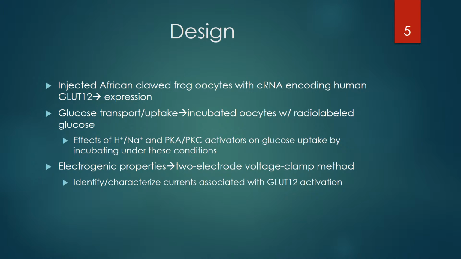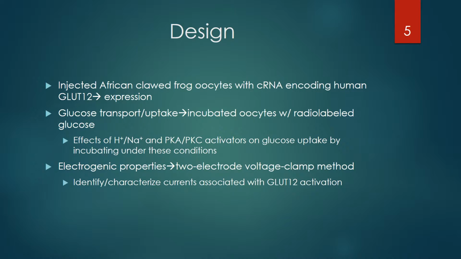So what they did was they injected circular RNA that encoded this human GLUT12 molecule into the African clawed frog oocytes in order to express the glucose transport protein. Then they incubated these oocytes with radiolabeled glucose in order to determine that glucose was in fact being taken up by this GLUT12 molecule.